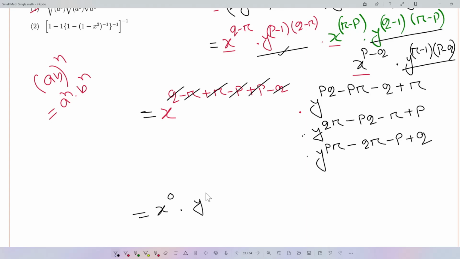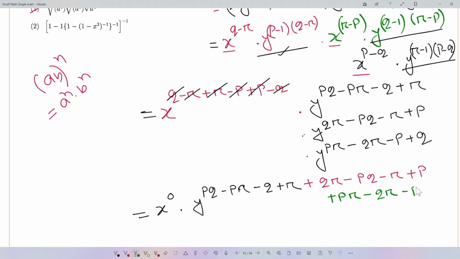So one by one we can write pq minus pr, right? This is r minus q plus r. Okay, then plus qr minus pq minus r and plus p, and next here is plus pr minus qr minus p plus q.